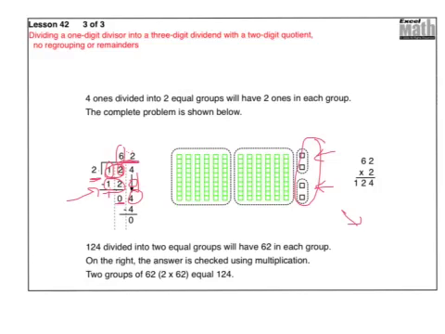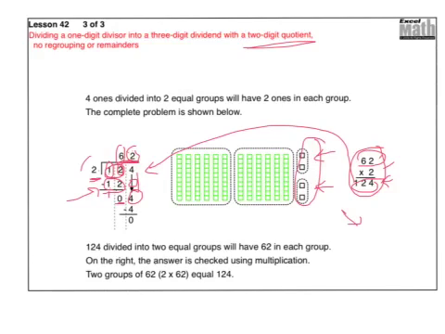So the answer comes out to be 62, and then we can check that by doing the inverse operation: 62 times 2 is 124. 124 is the number we started with. Our quotient, or our answer, which is 2 digits, like we talked about in the introduction, is 62, and we multiply that by our divisor. 62 times 2 is 124, and so that's what I get for my answer.